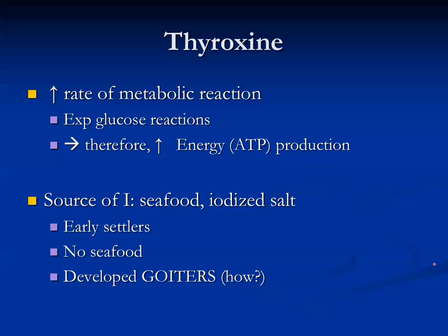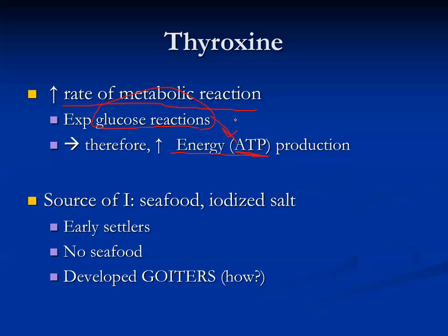All right, so just a little review here. Thyroxine increases the rate of metabolic reactions in your body, especially the glucose reactions. One thing you should know by now is glucose is broken down by cellular respiration to regenerate ATP for your body. So the more glucose that is broken down, the more ATP, the more usable energy you have, the more body heat is produced. That's just a little summary.